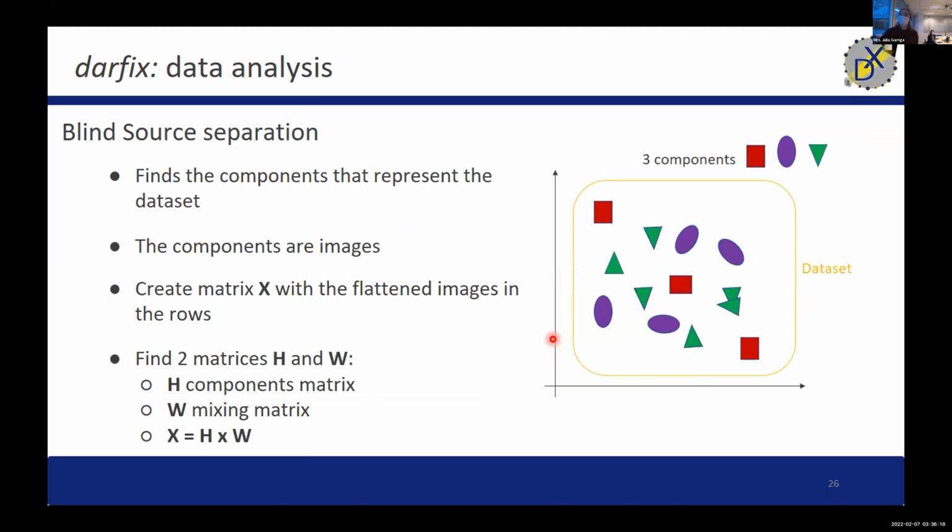And then we have the blind source separation widget. The blind source separation basically finds the components that best represent the data set. These components are actual images.